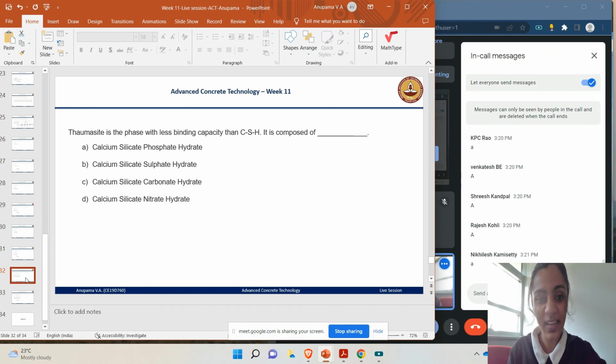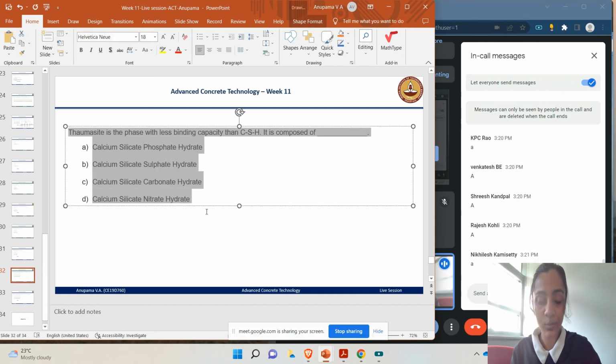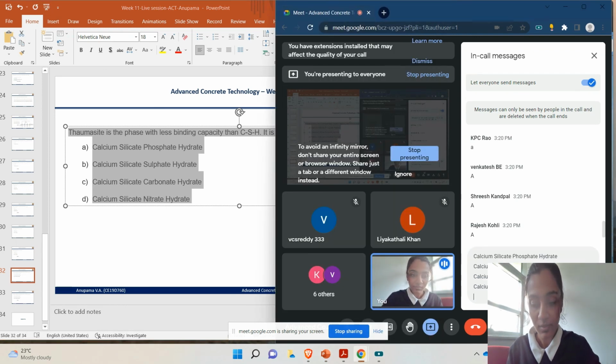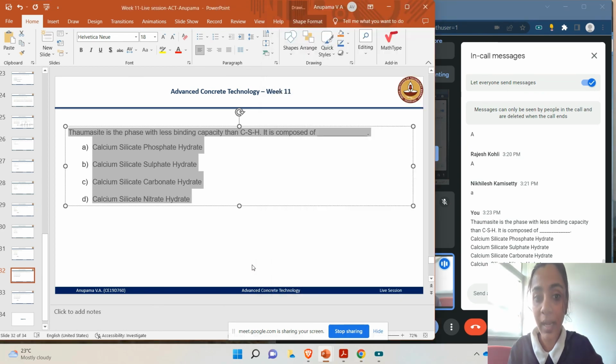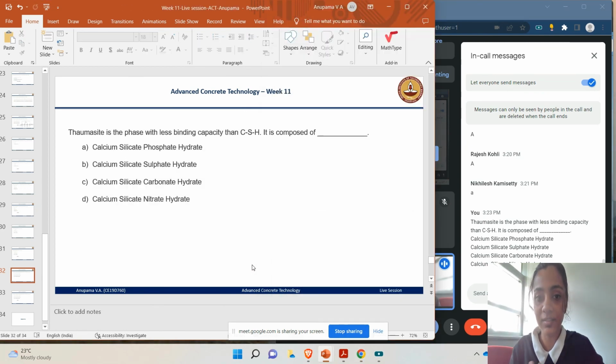Thaumasite is a phase with less binding capacity than CSH. So this is also a form of sulfate attack, the formation of thaumasite. Thaumasite can weaken the concrete because instead of CSH, if thaumasite is forming, then it will not bind the particles together properly. So, what is thaumasite composed of? Calcium silicate phosphate hydrate, calcium silicate sulfate hydrate, calcium silicate carbonate hydrate, or calcium silicate nitrate hydrate.